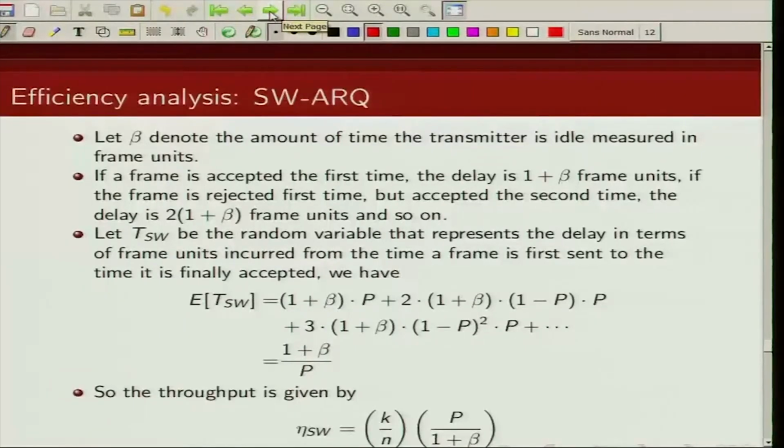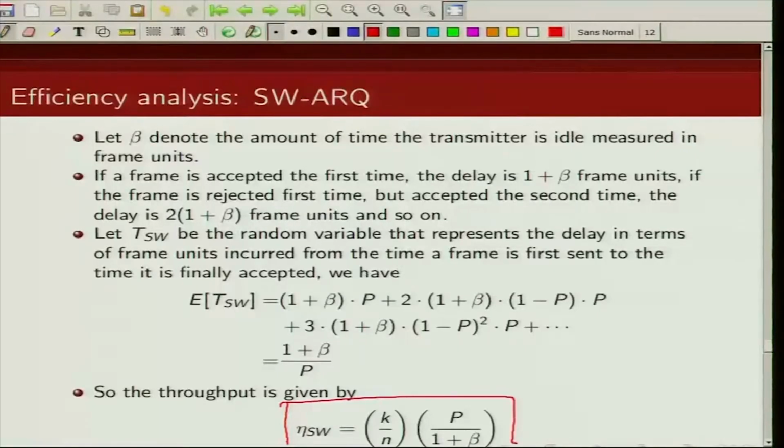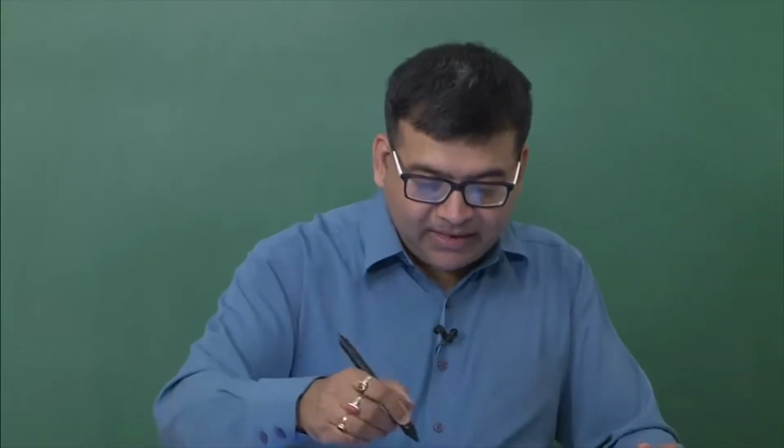And again, the receiver is receiving k bits over the time n times (1 plus beta) by p. So the throughput will be given by this expression. Now if we compare the efficiency of stop-and-wait, Go-Back-N and selective repeat ARQ, selective repeat ARQ will give us the best throughput, followed by Go-Back-N and then stop-and-wait. However, from the complexity point of view, stop-and-wait is the simplest, then Go-Back-N, and the most complex scheme is selective repeat ARQ.